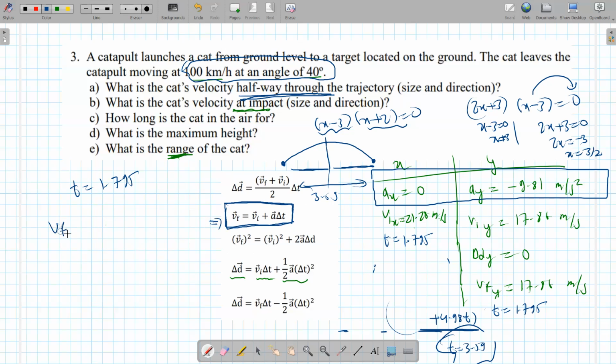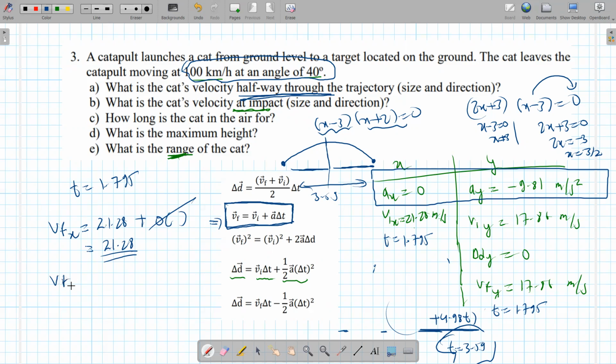So the VFX, in the x direction, is VIX, which was 21.28, plus 0. I'm going to do the x direction first. Acceleration is 0 in the x, and the time is redundant in the x direction. So at the halfway mark, VFX is 21.28. Okay. Now we're going to do the same thing in the y direction.